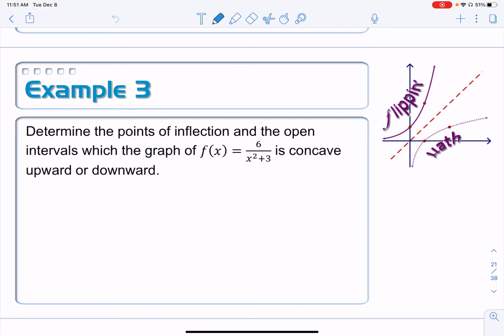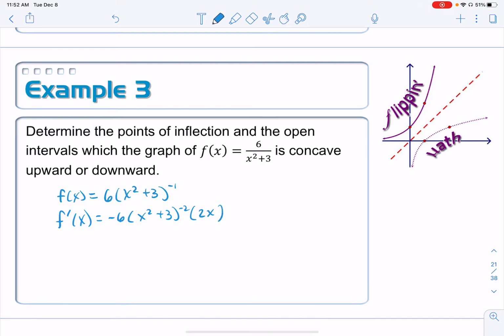Okay, so we're going to start by finding the first derivative, of course, but I'm going to rewrite it as f of x is equal to 6 times x squared plus 3 to the negative 1. That way I don't have to use the quotient rule when I take the derivative. Let's take the first derivative. Leapfrog that power down, so negative 6 times x squared plus 3 to the negative 2 power. And don't forget the chain rule. Multiply this by the derivative of the interior, 2x. And then, let's clean this thing up. Multiply the negative 6 times the 2x, negative 12x on top, and then x squared plus 3 quantity squared on the bottom.